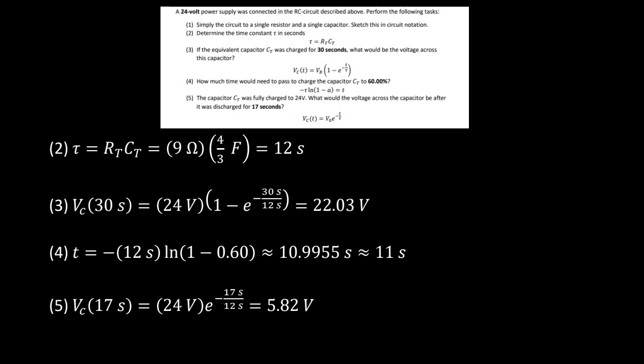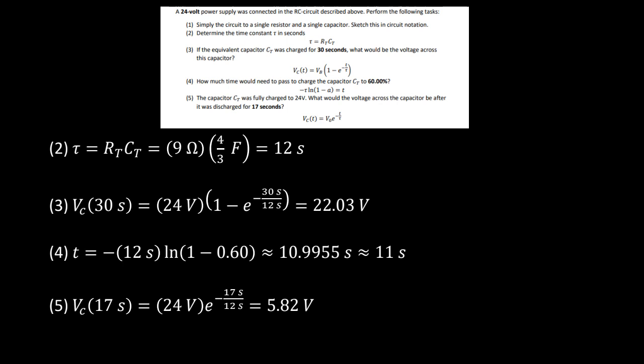because they're going to use some constant called tau, the time constant. For question 2, determine the time constant. That's just the equivalent resistance times the equivalent capacitance. We determined that we had an equivalent resistor of 9 ohms and an equivalent capacitor of 4/3 farads. Multiplying those together, we get 12 seconds for our time constant. Just to note, an ohm times a farad is a second.